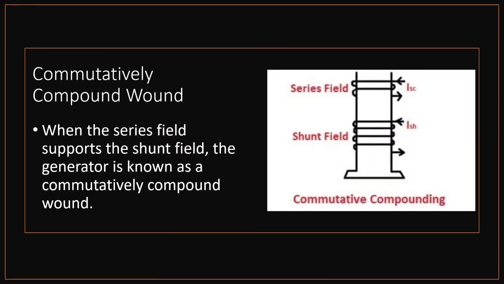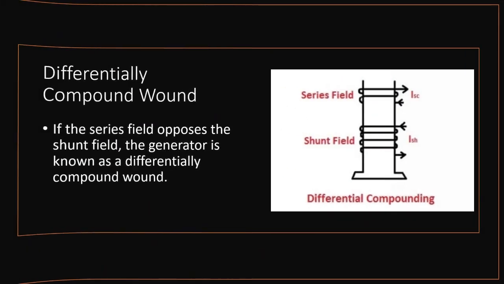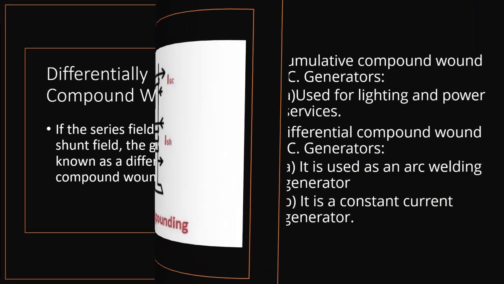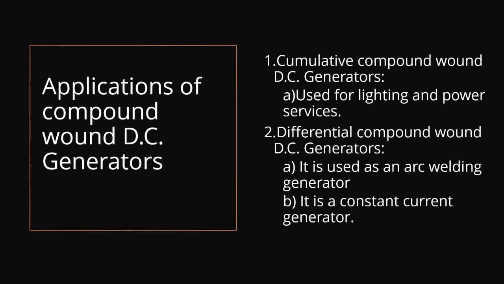When the series field supports the shunt field, the generator is known as a cumulatively compound wound. If the series field opposes the shunt field, the generator is known as a differentially compound wound. From compound wound DC generators, cumulative compound are used for lighting and power services, while differential compound wound DC generators are used as an arc welding generator and a constant current generator.